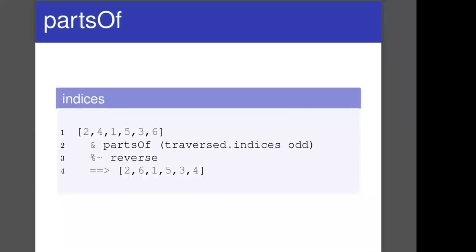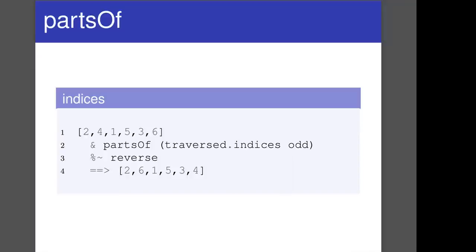The last thing I want to show you here is a very, very cool thing that will blow your mind. And if you want to keep your mind, just stay away from these slides: parts of. So I said a traversal lets you look at multiple elements in a lens. I could have a traversal, for example, over all the values in a map. Parts of takes a traversal and presents it as a list. It lets you modify that list, the structure of that list, and then puts it back.